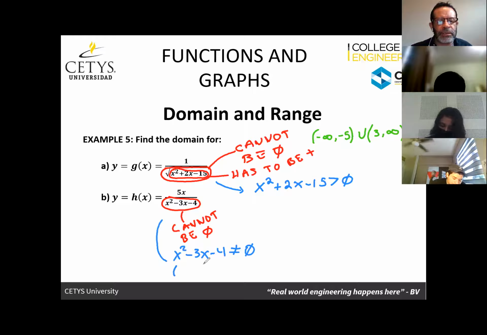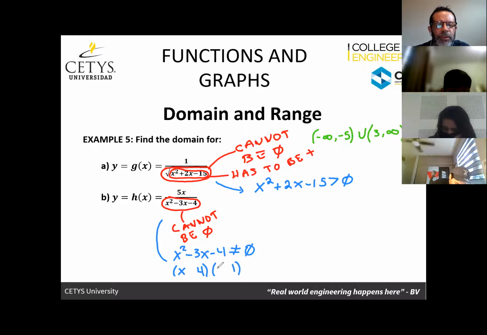And could you repeat the factors again there, Luis? X plus 4 and x minus 1. No, we need the signs there. Could you check the signs there, please? How would the signs be? The factors are correct, but how would the signs be? X minus 1 and x plus 1. Correct. X minus 4 and x plus 1.